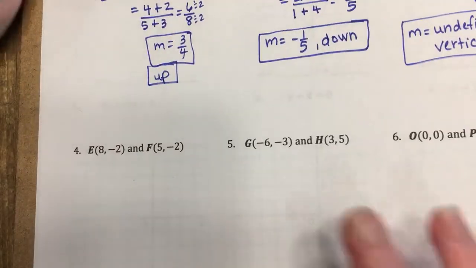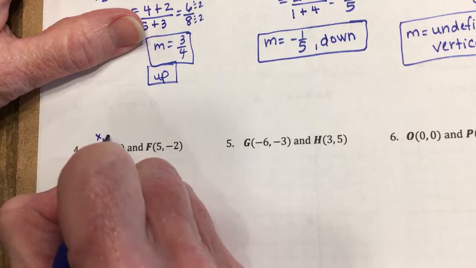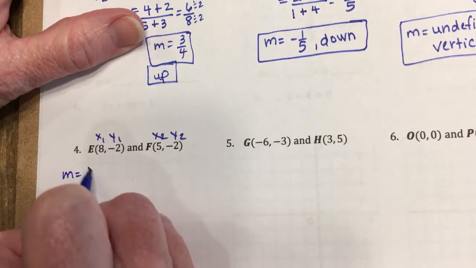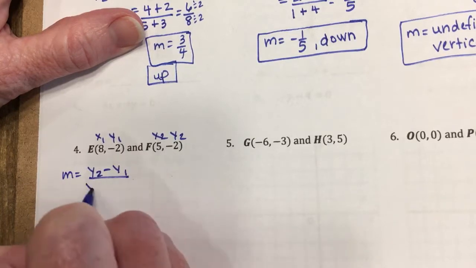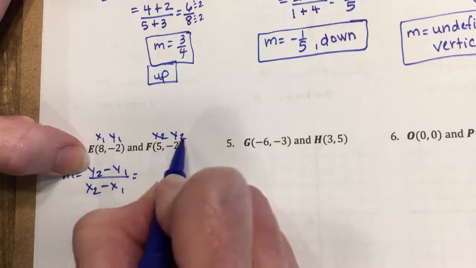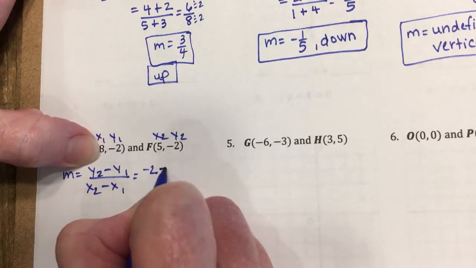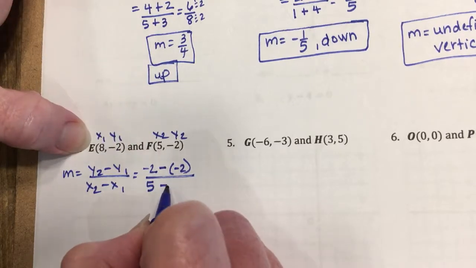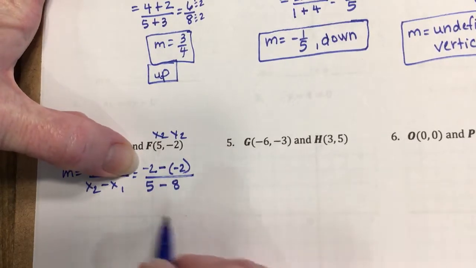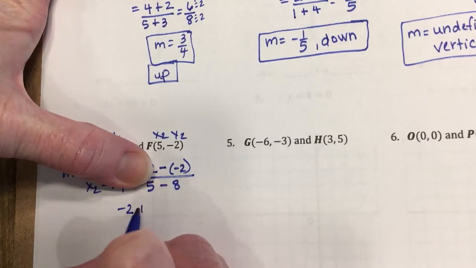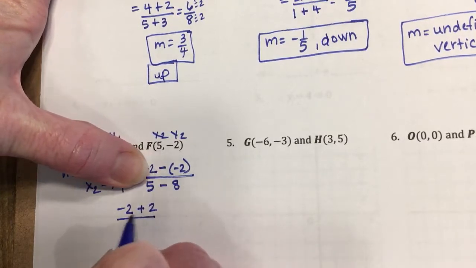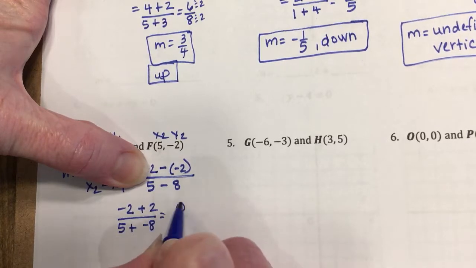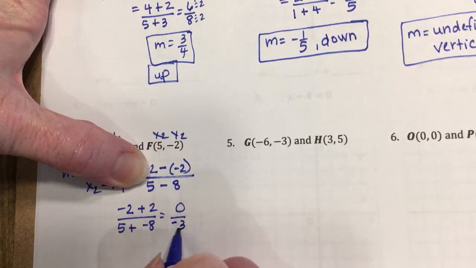All right, number 4. Again, it really won't matter which one you use. Okay, so y2 minus y1, x2 minus x1. So y2 is negative 2, y1 is also negative 2. x2 is 5, x1 is 8. Okay, so I'm going to rewrite my subtraction. Keep the negative 2, change to add, change to the opposite on bottom. Keep the 5, change to add, change to the negative 8. So negative 2 plus 2 is 0. 5 plus negative 8 is negative 3.